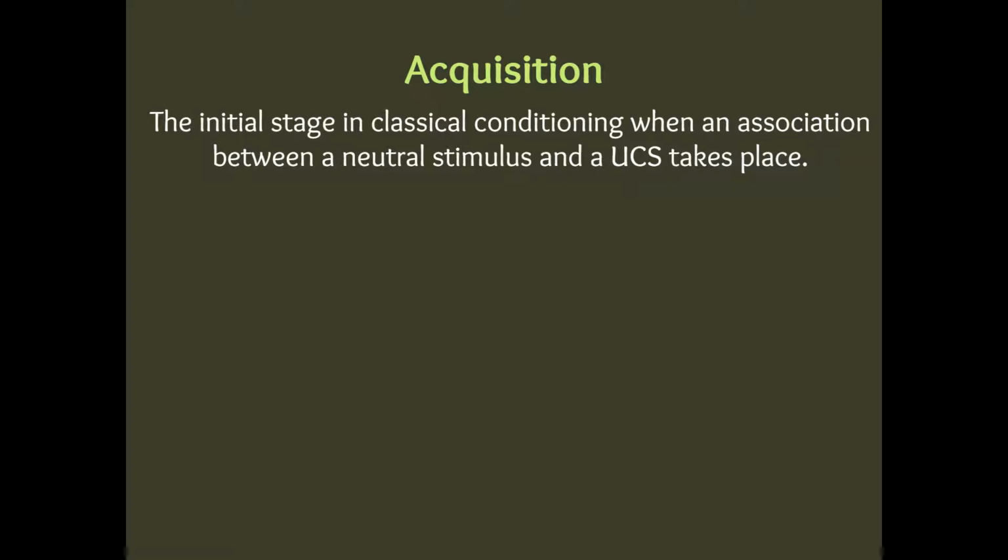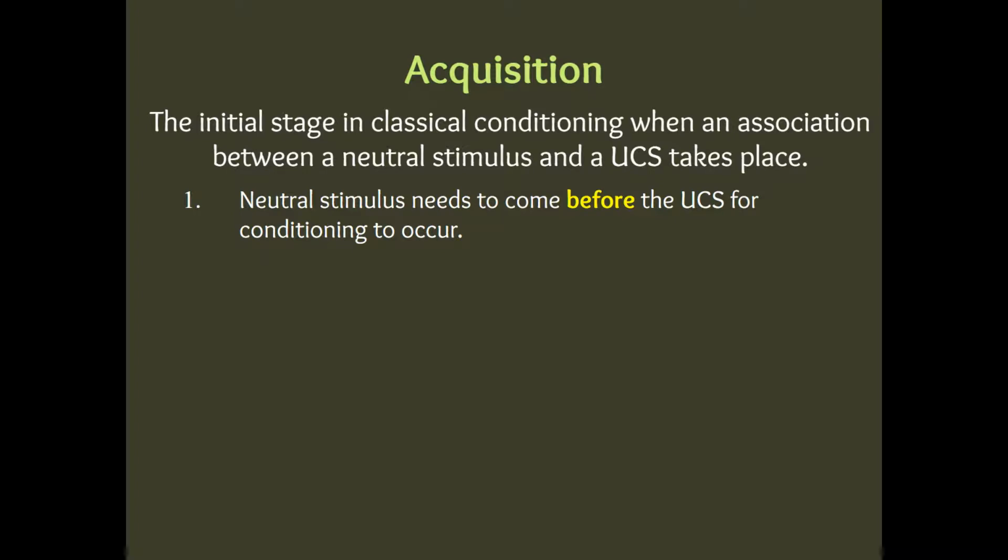So that's that initial stage in classical conditioning, right? It's between the neutral stimulus and the unconditioned stimulus. It's where that association is taking place. The neutral stimulus, though, needs to come before the unconditioned stimulus for conditioning to occur. Conditioning can't occur if it comes after the fact, right?